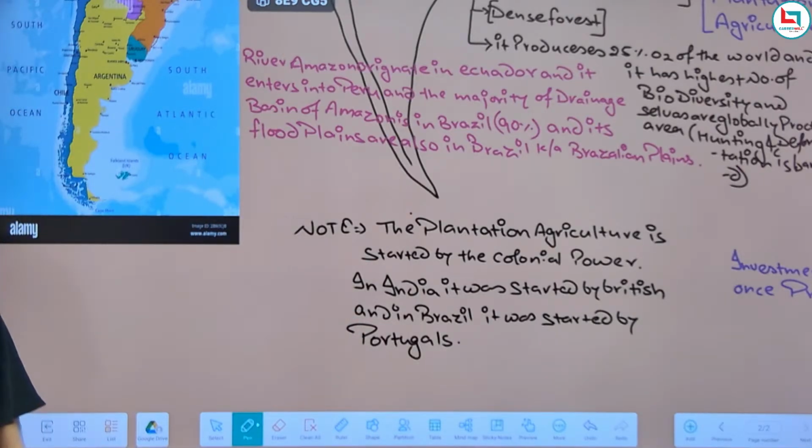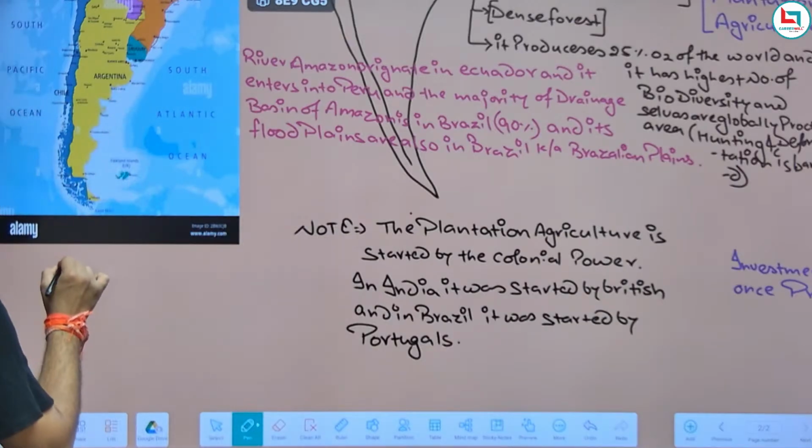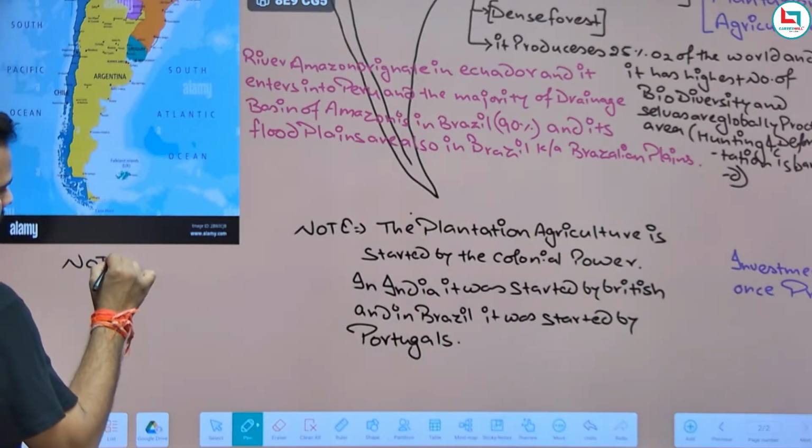Remember one thing, that Amazon is the only river in the world whose source and delta lie in the equator. This is note 1. Write down note 2.